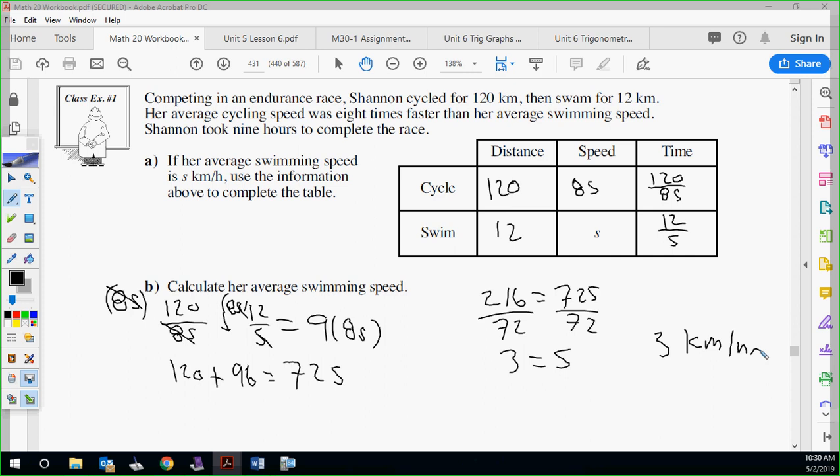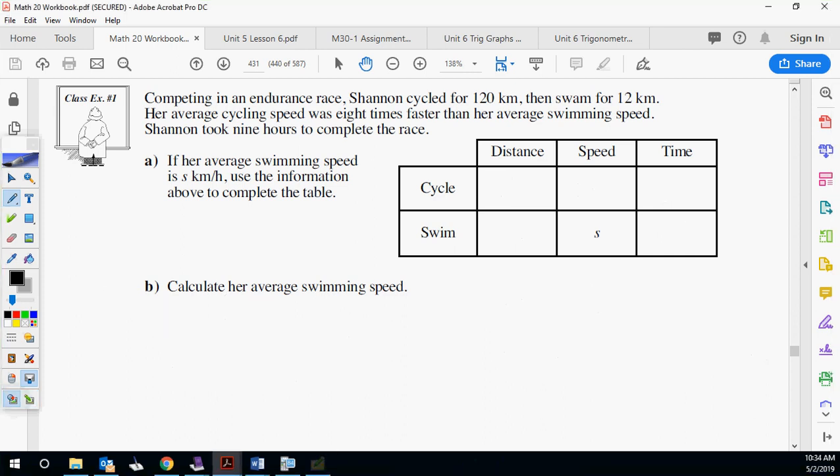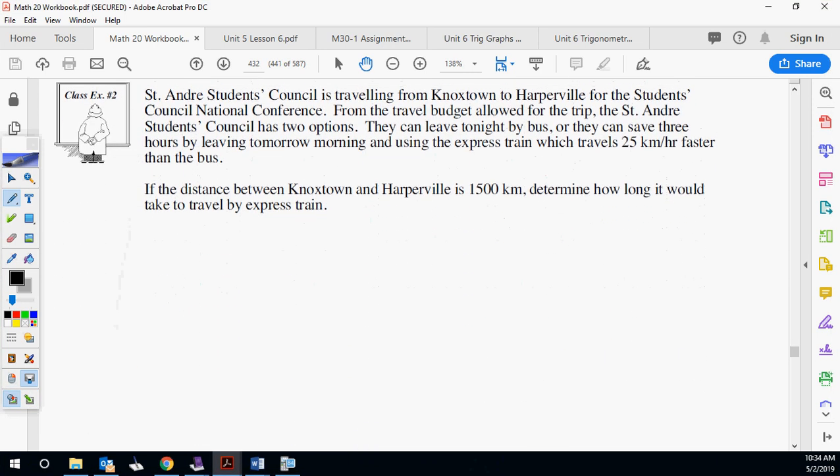Any questions? We just got one more. Good? All right, here we go. Let's look at this one. I like this one, actually. I think it's the train one, right?